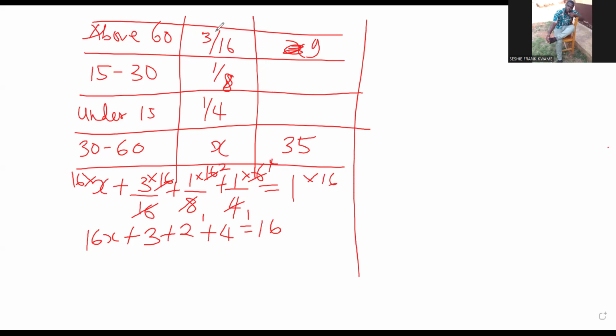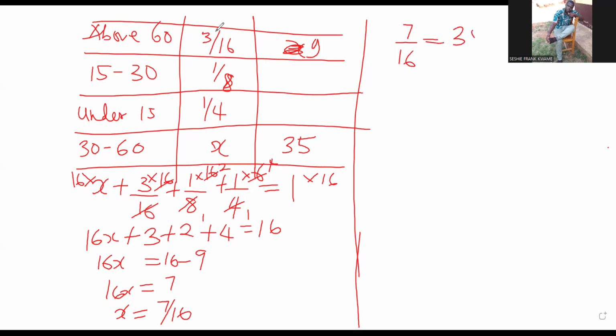And we would have 16x plus 9 equal to 16, so 16x equals 16 minus 9, which is 7. So x becomes 7 out of 16. It means the fraction that represents 30 to 60 years is 7 out of 16. And that 7 out of 16 is equivalent to the 35 people.